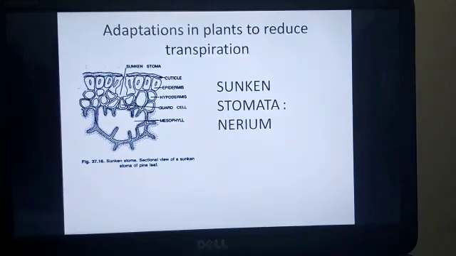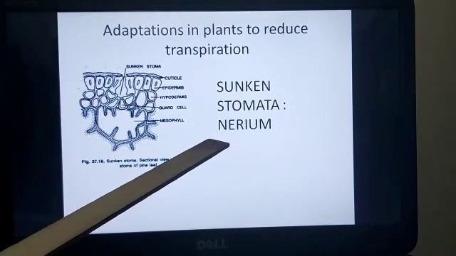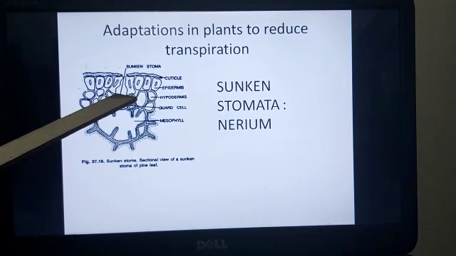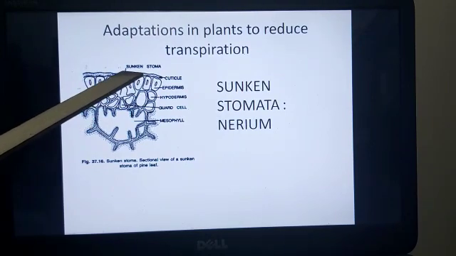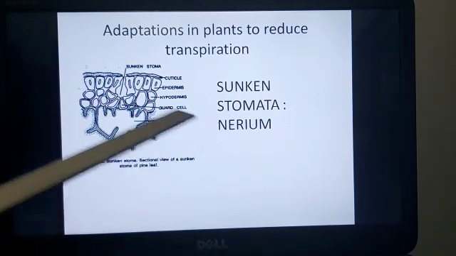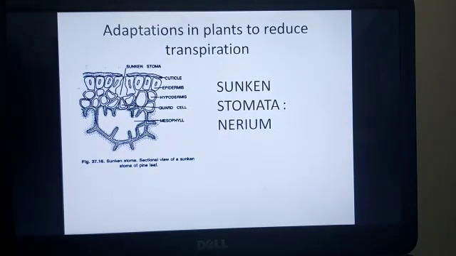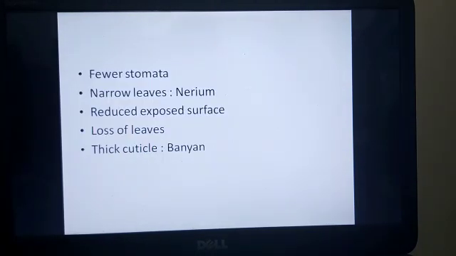Next, let us see the adaptations that are seen in plants to reduce the transpiration. Now here the first adaptation that we are seeing is the sunken stomata that is present in the plant Nerium. So here you can see in the normal plants the stomata is present on the epidermal surface of the leaf. But here in the case of this particular plant Nerium, the stomata is way inside the leaf, sunken stomata. So this sunken stomata reduces the rate of transpiration. So this is one of the adaptations that are seen in plants.